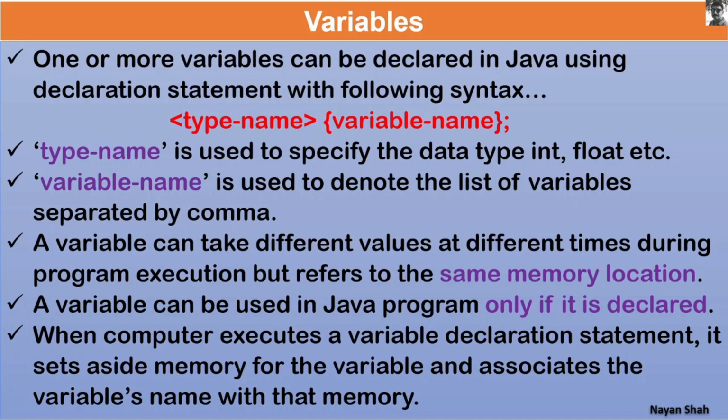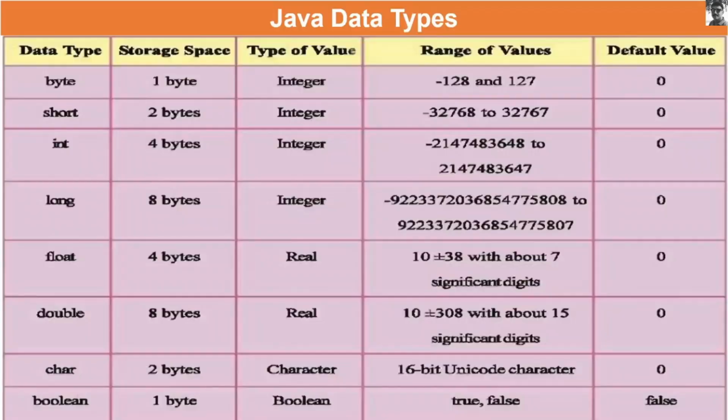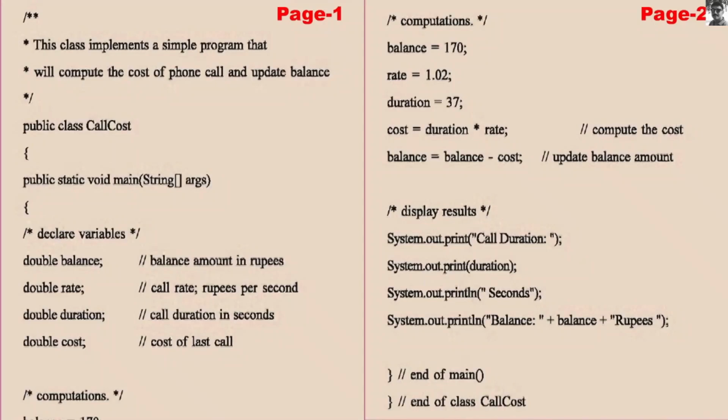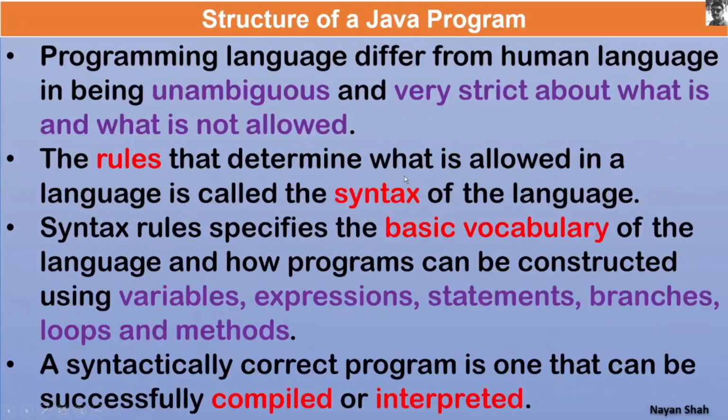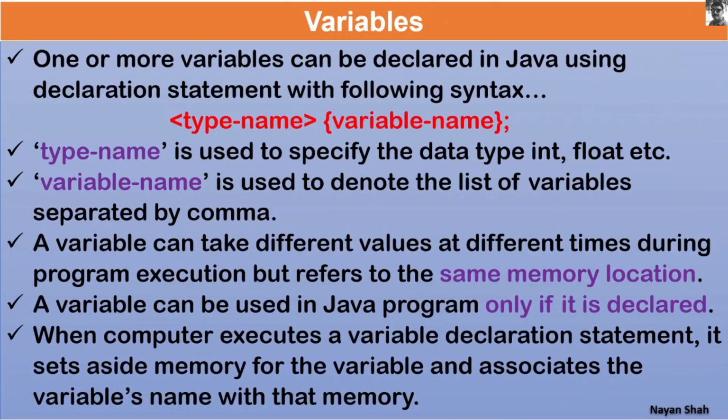A variable can take different values at different points of time during program execution, but it refers to the same memory location. So once you create a variable, it may take different values in your program. For example, balance is 170 here, but after this statement gets executed, the value of balance will not be 170, it will change. So a variable can take different values at different points of time in your program, but one variable will refer to the same memory location.